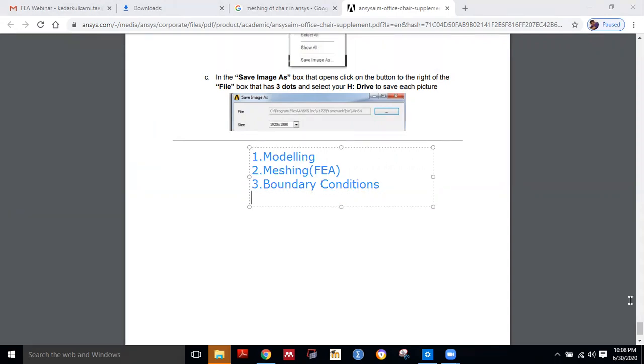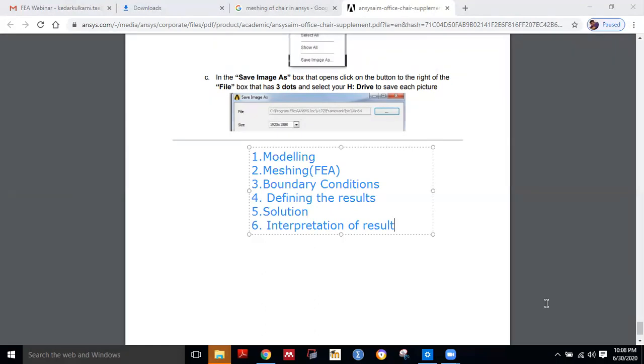Fourth one, defining the results. And fifth one, solution. This is the main part. Sixth one, interpretation of the result.